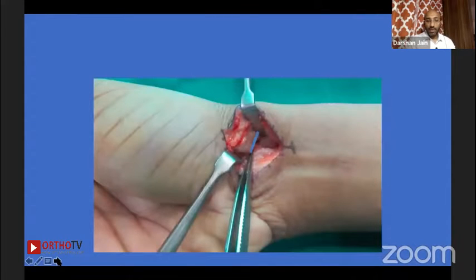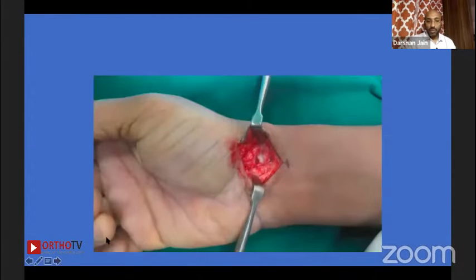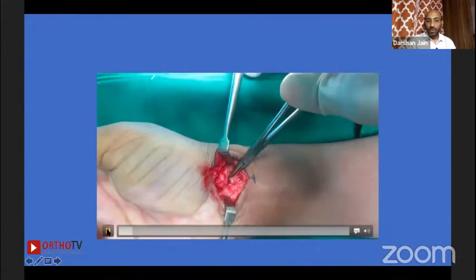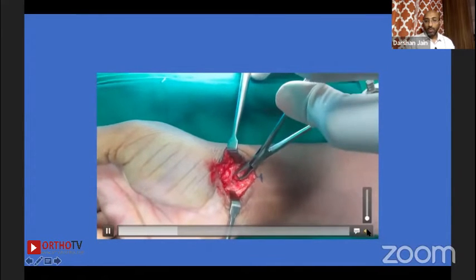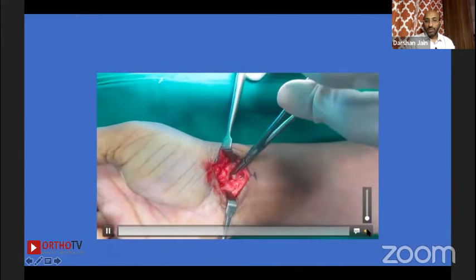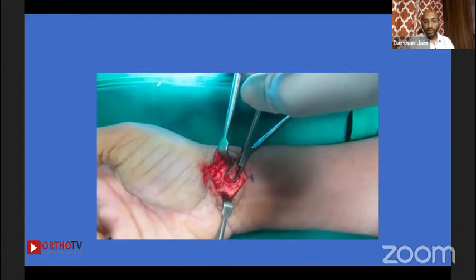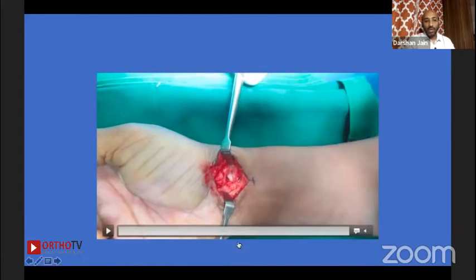So you divide the ligament and then you approach the fracture site there. That will be the proximal pole and the distal pole. Once you see that, you can open up the fracture site. This opening up is very critical because the scaphoid distal pole tends to flex over itself, forming a deformity.